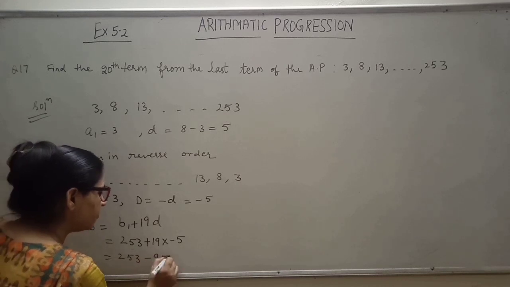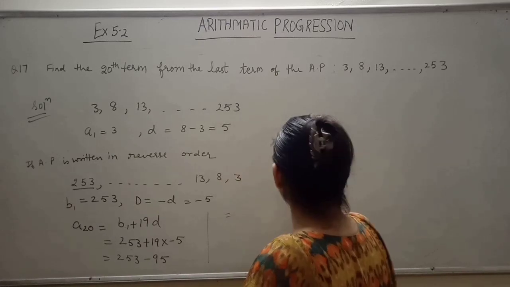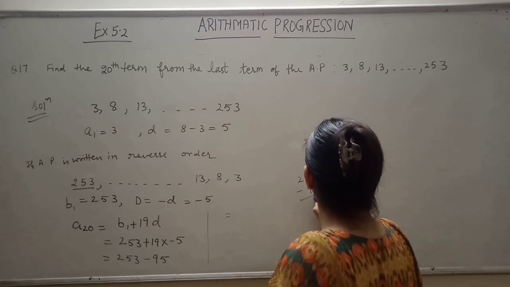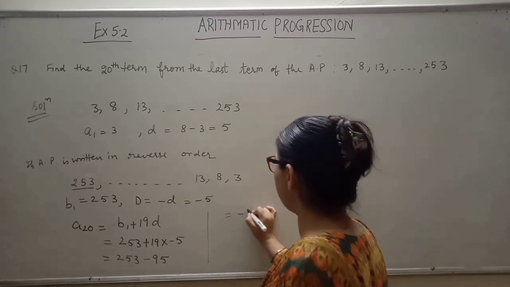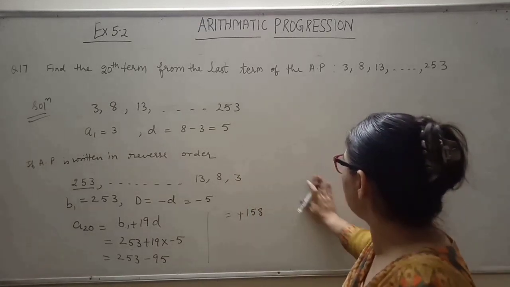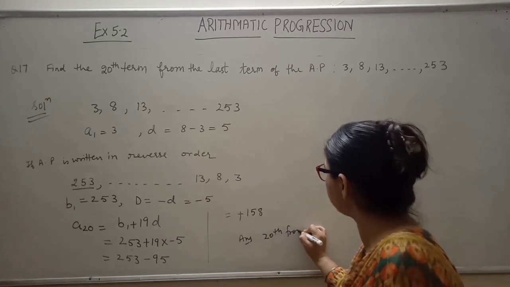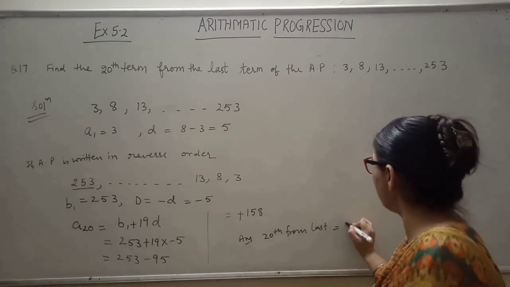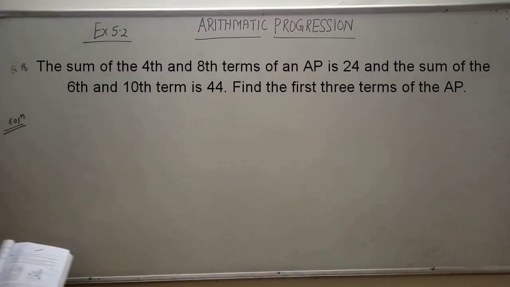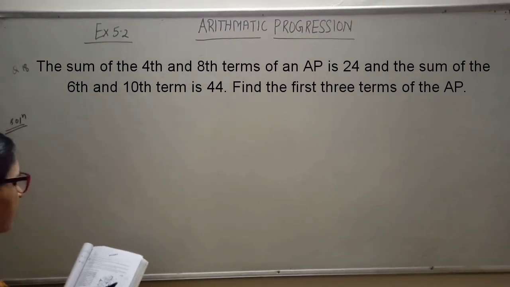Minus 95. So how much is it? 253 minus 95. Minus 150, plus 158. Here the answer, the 20th term from last, is equal to 158.